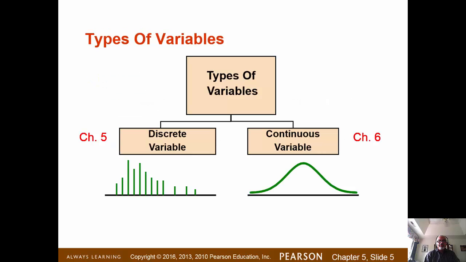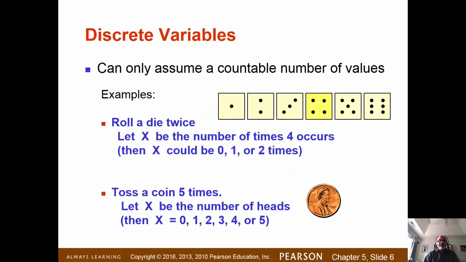So types of variables: discrete variable, where you have specific points in a line and you have probabilities associated with each one of them. And then you have continuous, where there is a continuum and there is no specific one particular value. It will be a range of values. So discrete variables can only assume a countable number of values. Okay, the number of possibilities are countable.